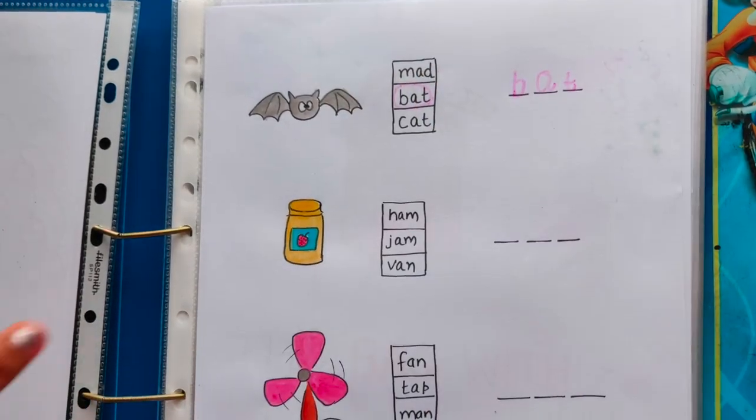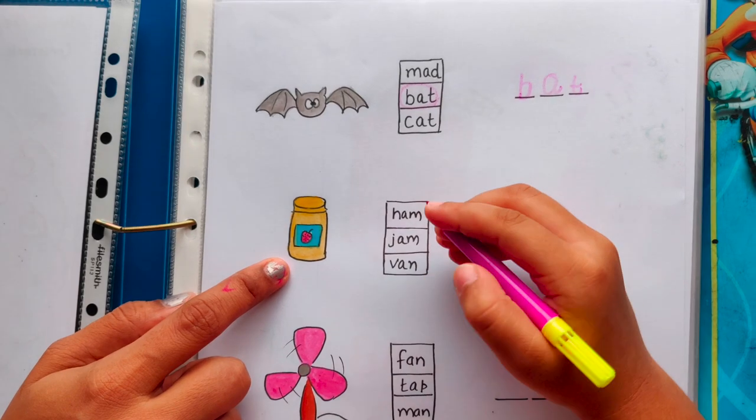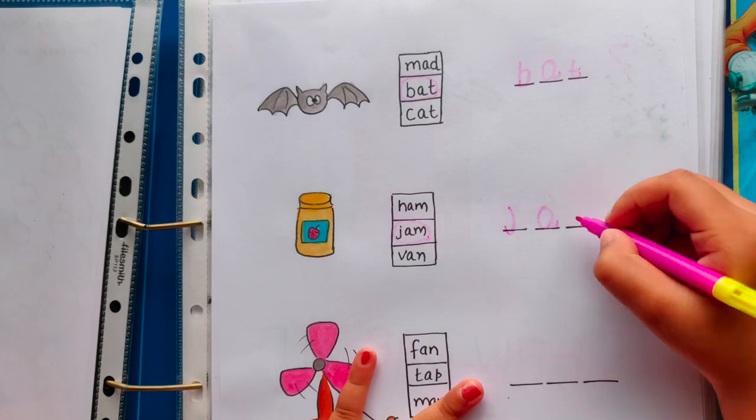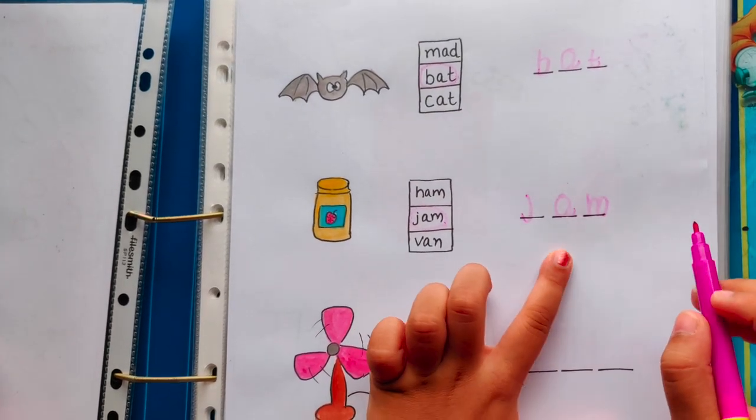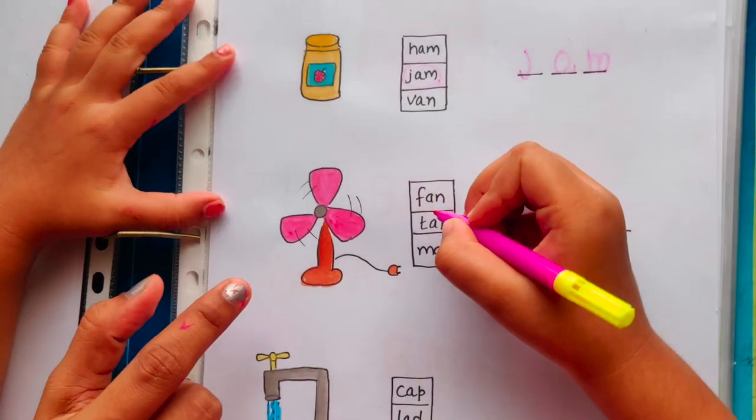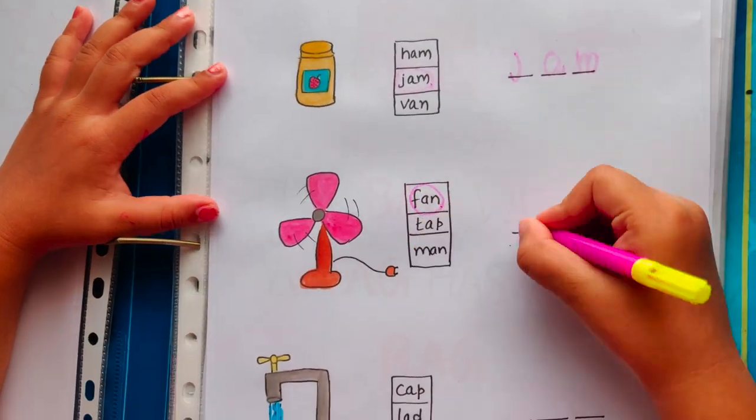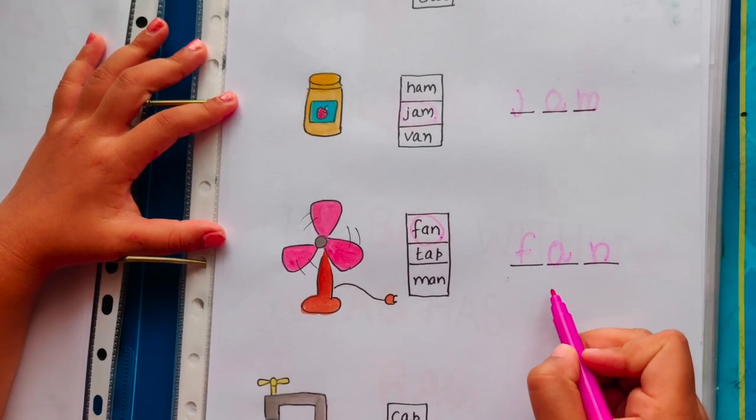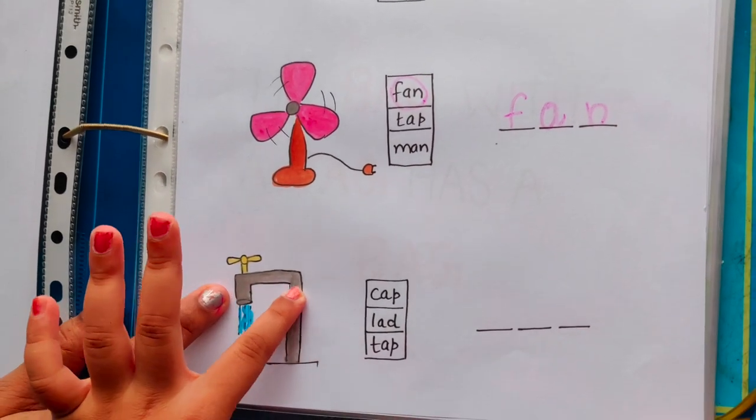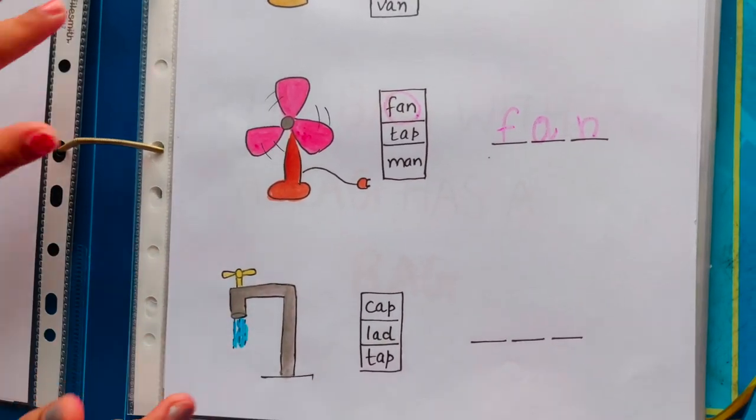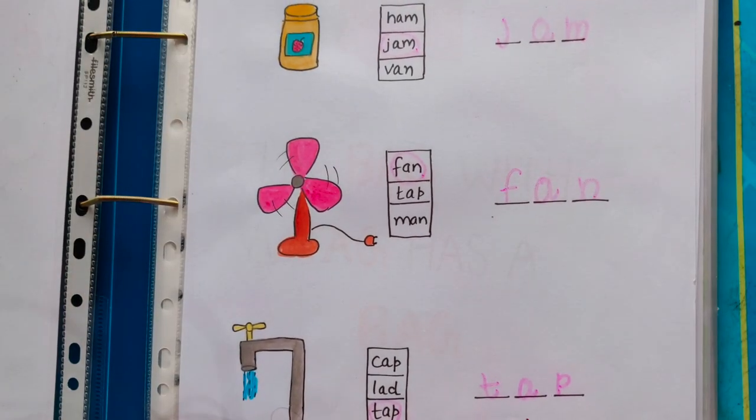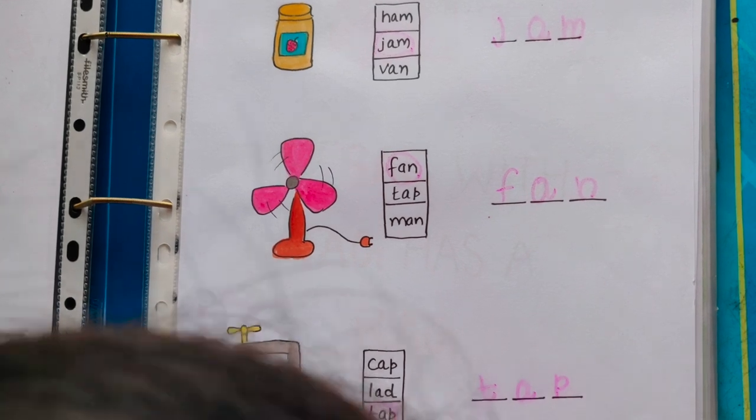Bat. Okay, what is there? What is inside the jar? Jam. Good. Now what is this? Fan. What is this? Water coming out of a tap. Tap. Good. Now write tap.